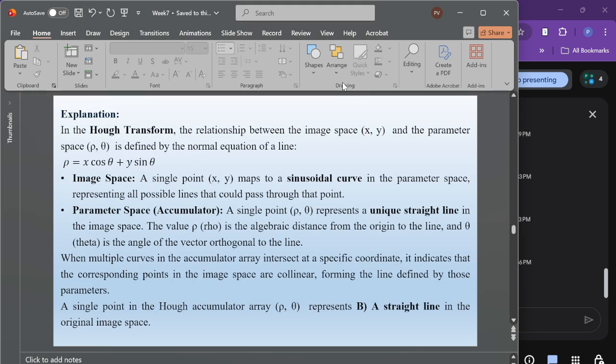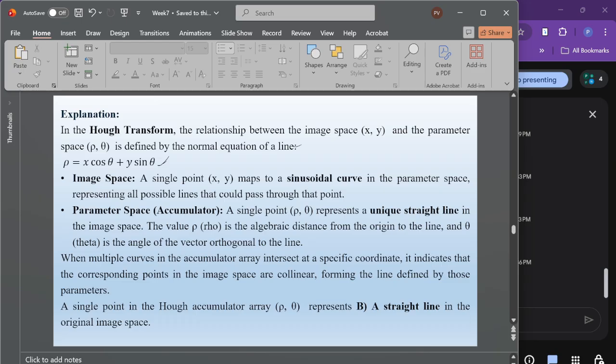In the Hough transform, the relationship between the image space, that is xy, and the parameter space, that is rho-theta, is defined by the normal equation of a line: rho is equal to x cos theta plus y sin theta. Already we have solved one problem on that. In the image space, a single point xy maps to a sinusoidal curve in the parameter space. That represents all possible lines that could pass through that point.